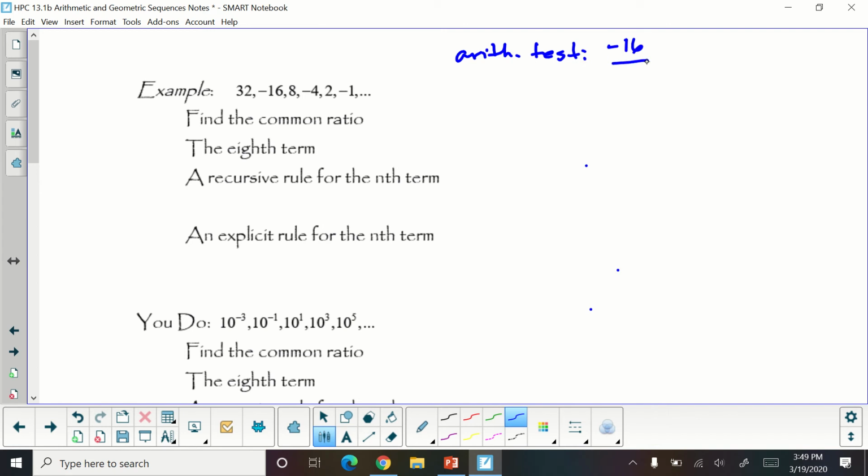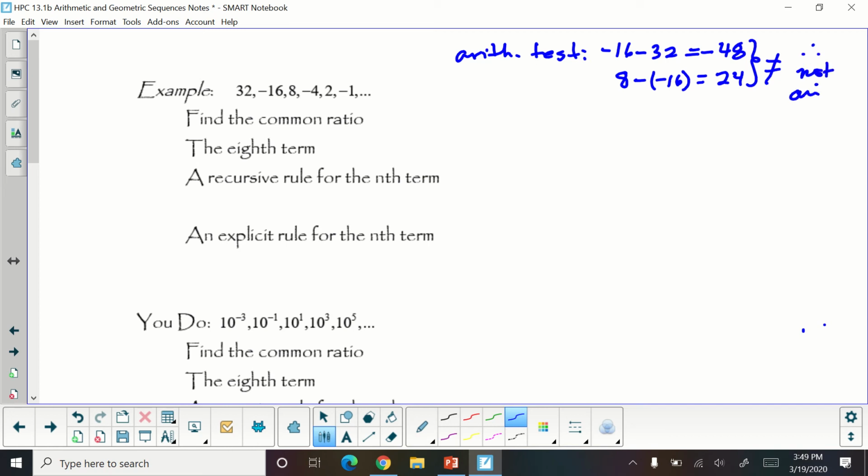I'm going to do an arithmetic test where I'm going to take the second term, which in this case is negative 16, and divide it by the first term, which is, nope, sorry, not going to do that. I'm ahead of myself here. We're going to take the second term, which is negative 16, and subtract the first term, which is 32, which gives us negative 48. Now we're going to take the third term, which is 8, and subtract its previous term, negative 16. That's 8 plus 16, which is 24. Since these two are not equal, therefore this sequence is not arithmetic.